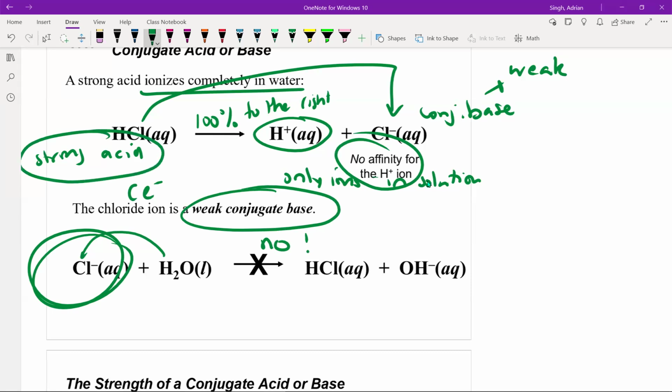That's the first thing. So a strong acid, we can use that to generalize, by the way. A strong acid produces a weak conjugate base.